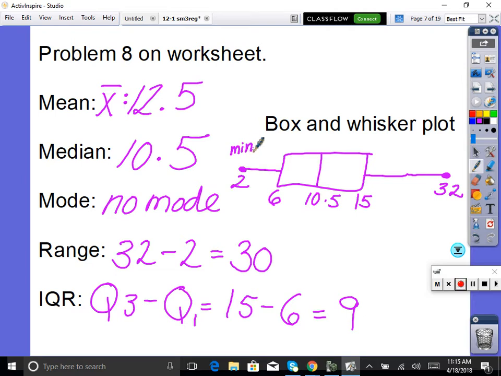For your sake, to remember what it is for the test, I would label it. So if you need to refer back to it, you know why you put those. Min, Q1, Q2, Q3, and max. I would just write that above it.